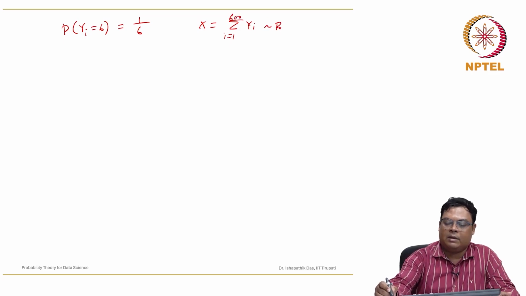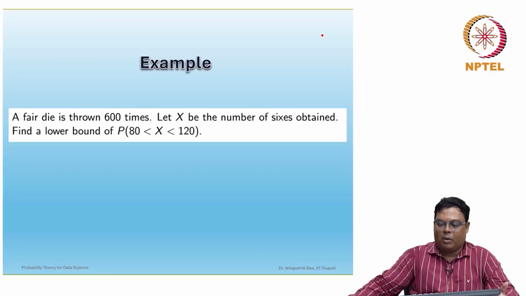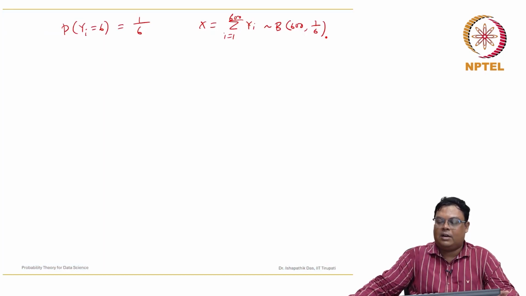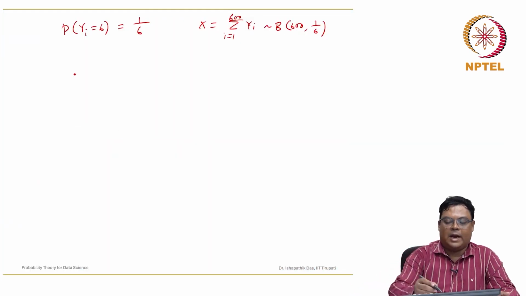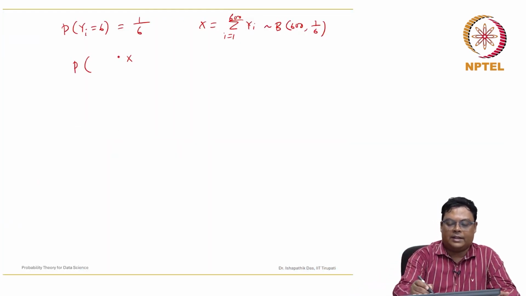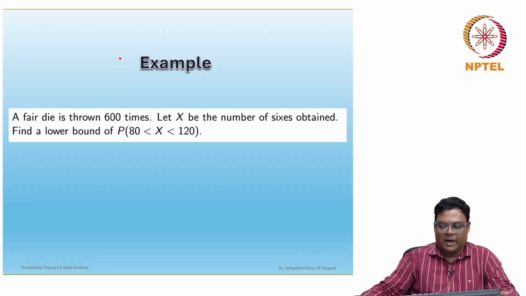So we know that it is nothing but a binomial distribution with parameters 600 and 1 by 6, the probability every time. Now it is asked to find the lower bound of this value. X is a binomial distribution with n = 600 and p = 1 by 6. Now we have to find the lower bound of this probability.